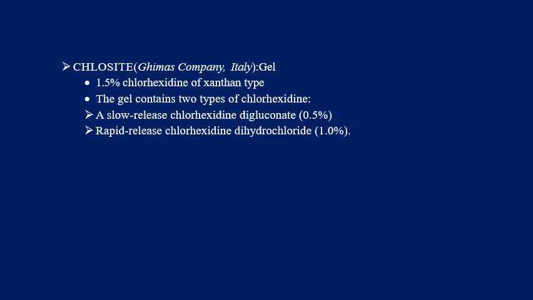Next is Chlosite. There's 1.5% chlorhexidine of xanthan type, and the gel contains two types of chlorhexidine, a slow release chlorhexidine digluconate 0.5% and a rapid release chlorhexidine dihydrochloride of 1%.